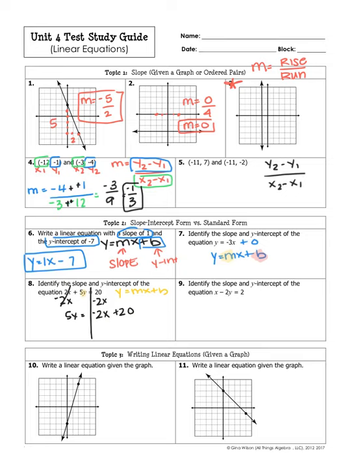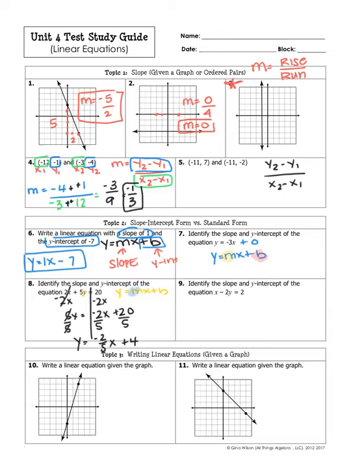Negative 2x plus 20. Our last step to get this y by itself would be to divide everything by 5. I can't really do negative 2 divided by 5, so I'm going to leave that negative 2/5 x, but 20 divided by 5 is 4. So I'm finished. I solved it for y.